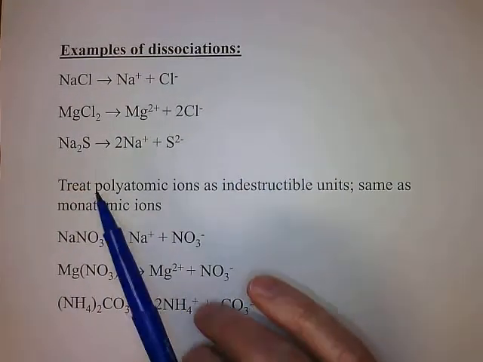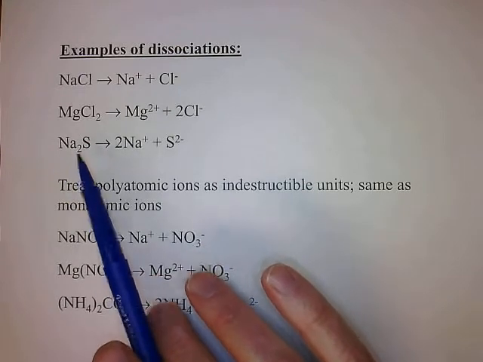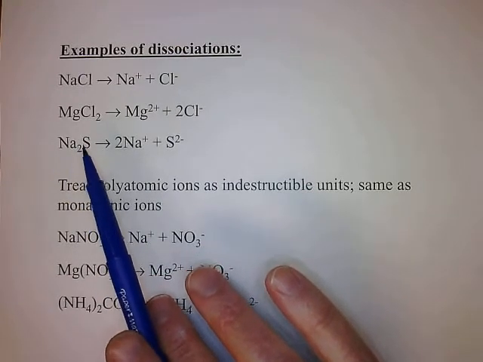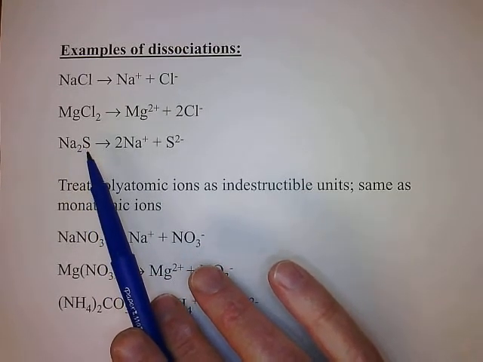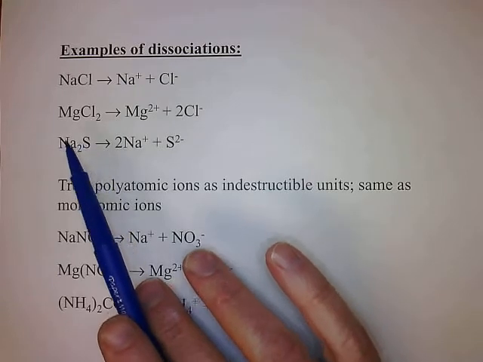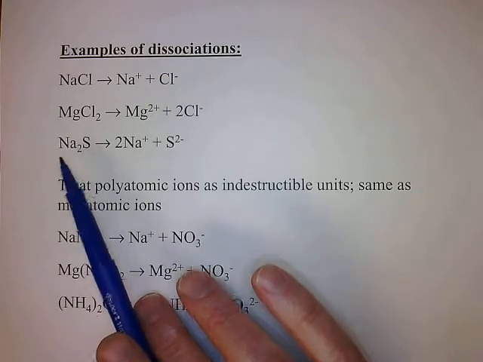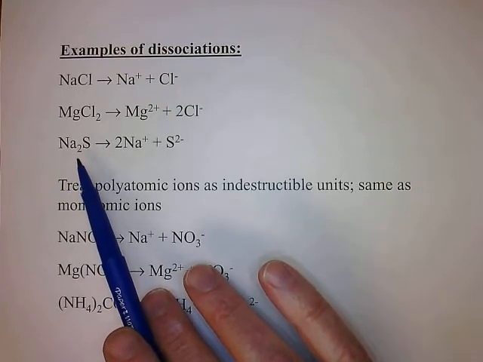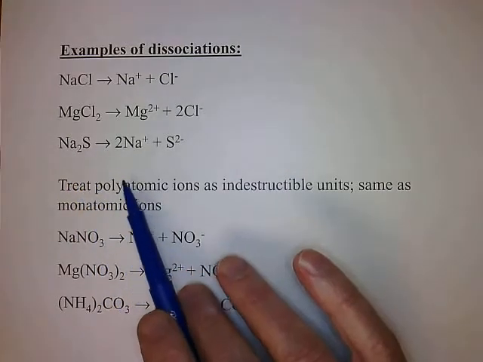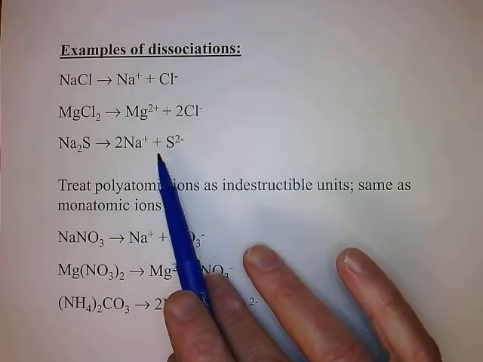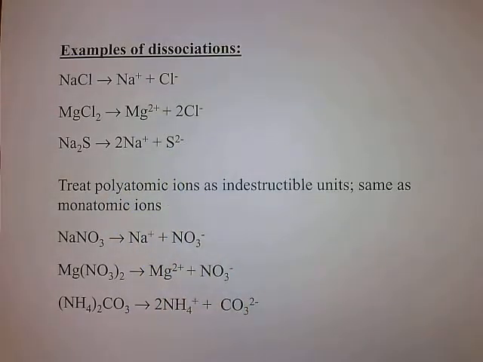And so, for example, sodium sulfide. Now, sulfide is a -2 ion, so you have to have 2 sodium ions up front to balance the charge. So that's going to give us 2 sodium ions and 1 sulfide ion.